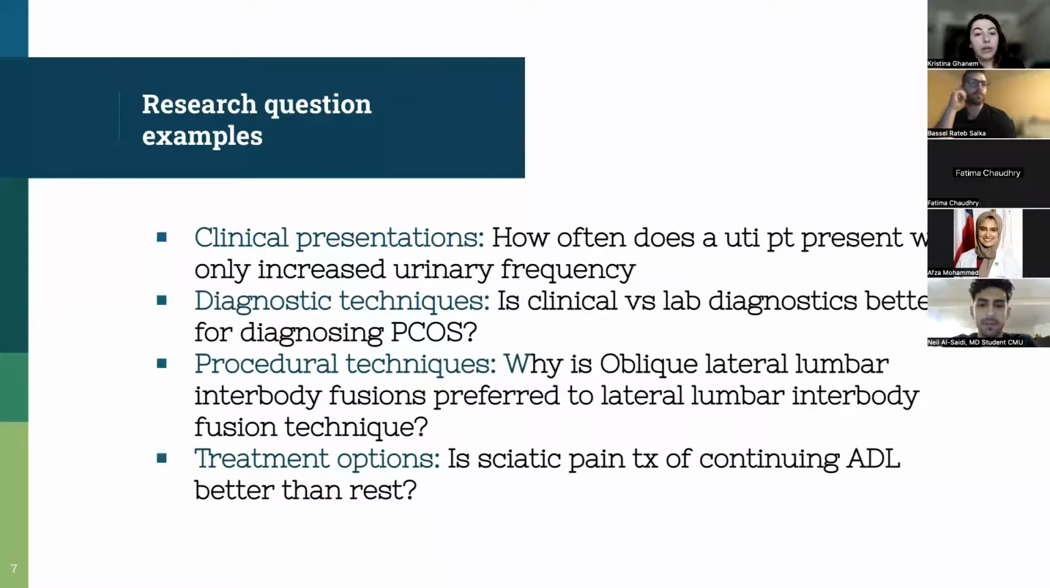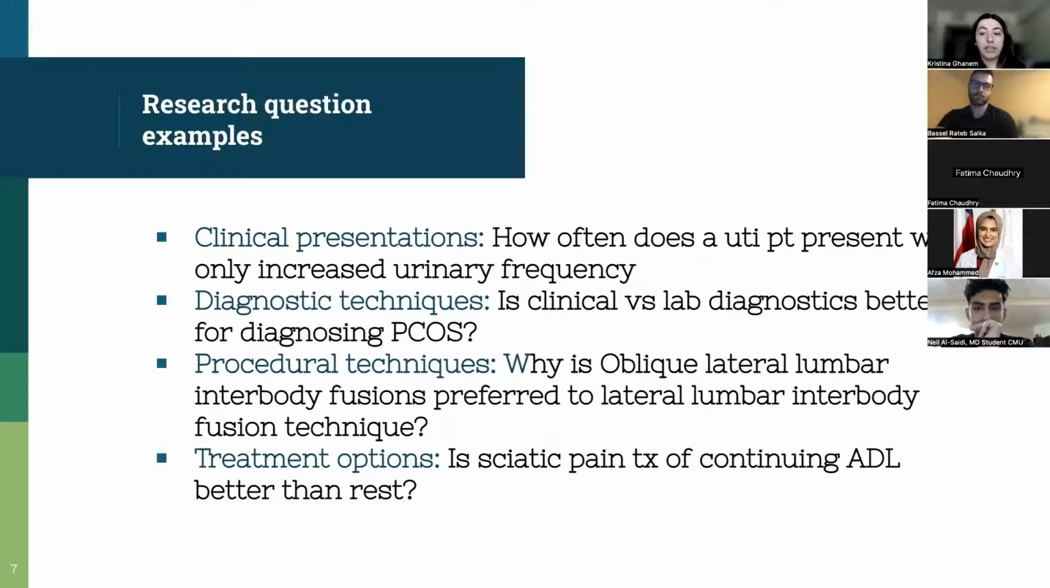If you are really into procedures and more technical things, you could go into why certain lumbar interbody fusions are preferred to others and talk about tissue damage and organs nearby that could be perforated and things like that. And then lastly, which might be a more common option, is you can investigate treatment options. So an example would be sciatic patients.